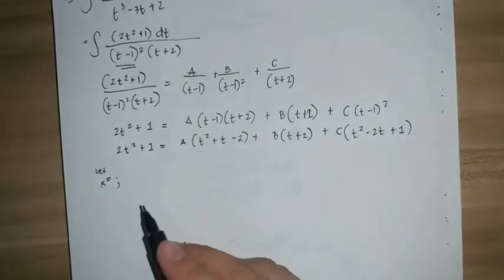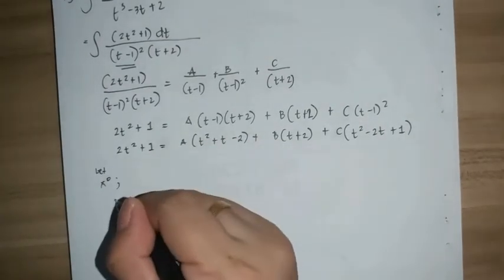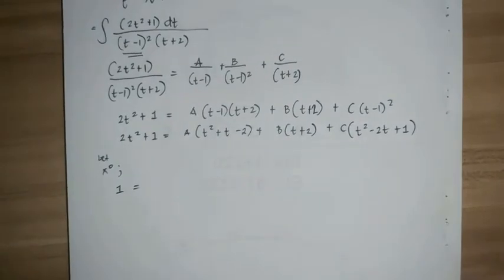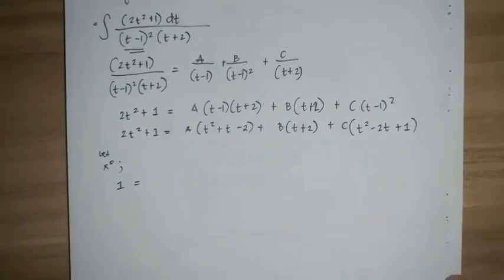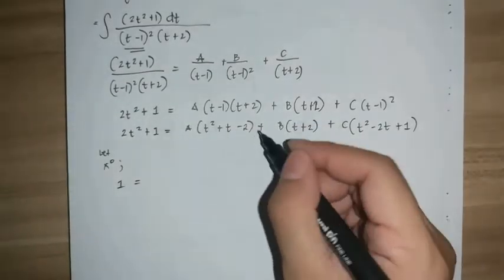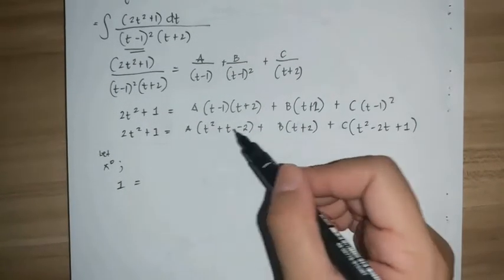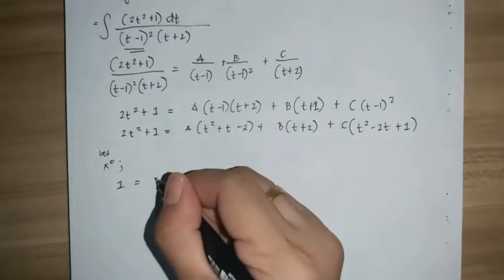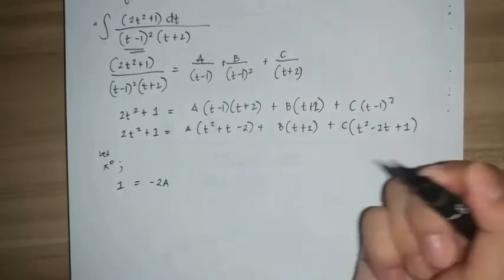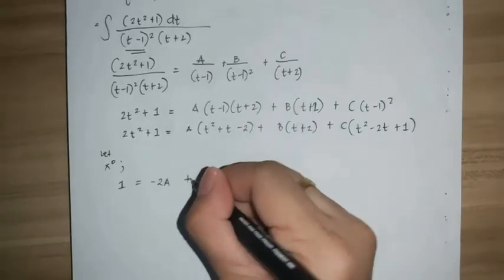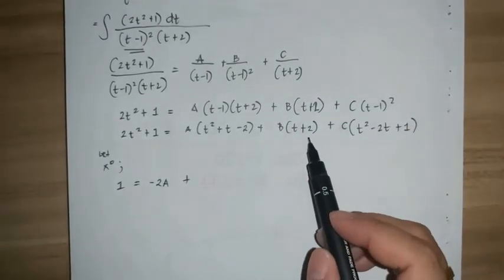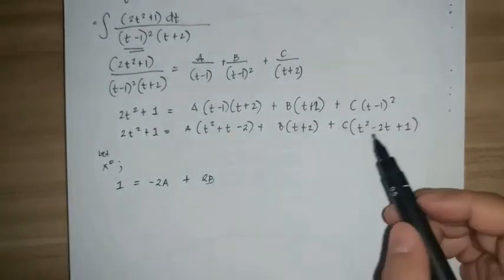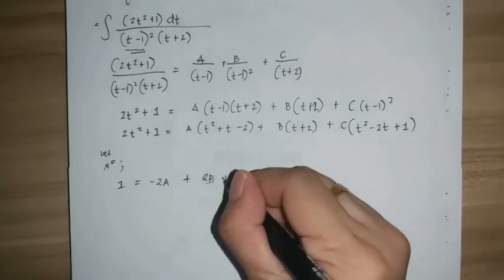X raised to 0, we have 1 here on the left side of our equation. We have 1, and 1 is equal to the constant of a, where x is raised to 0, or the constant value, that's negative 2. Negative 2a, plus the constant here for b, that's 2b, and this one, just c, plus c.